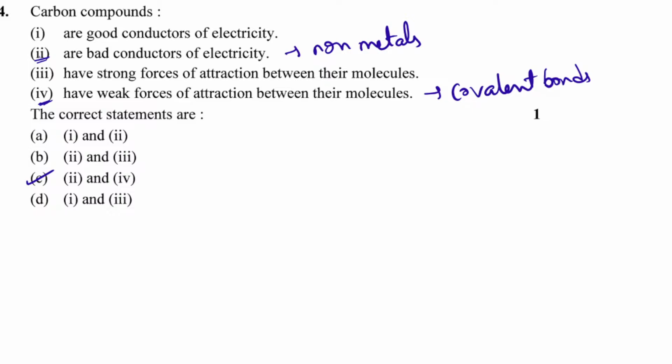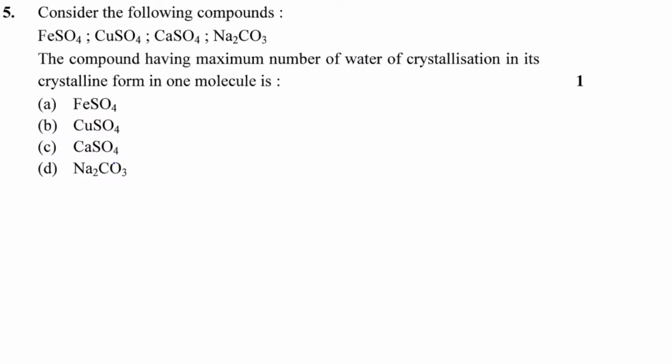Okay, let's see the next question, question number 5. Consider the following compounds: ferrous sulfate, copper sulfate, calcium sulfate and sodium carbonate. They are asking which contains the maximum number of water of crystallization in its crystalline form in one molecule.